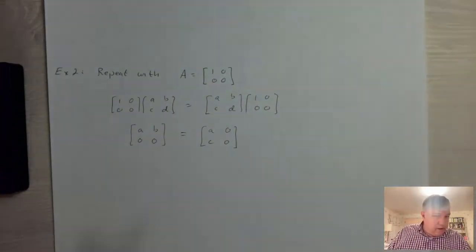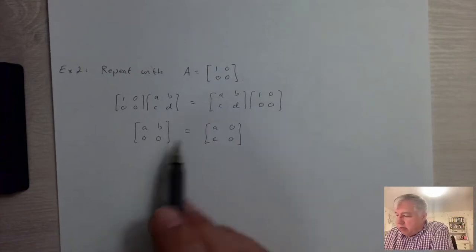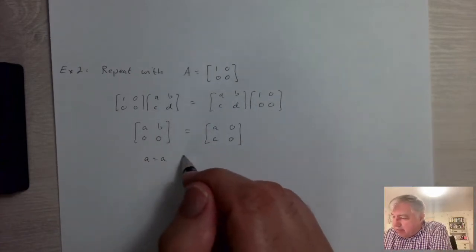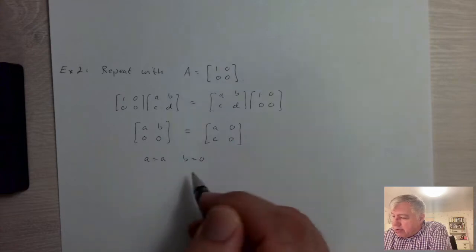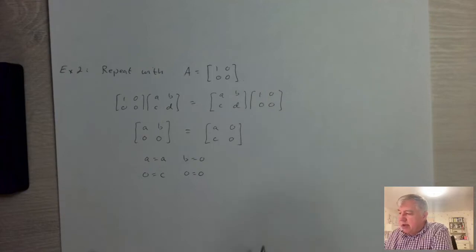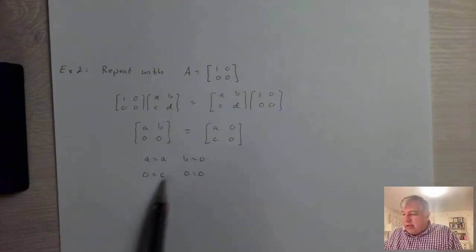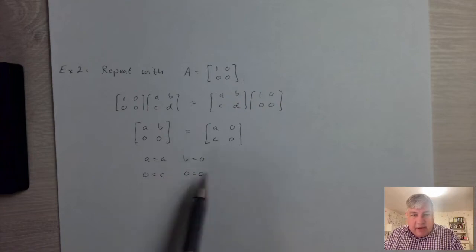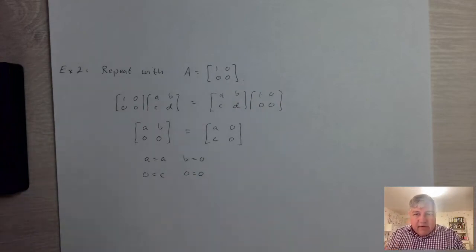Okay. And then if we equate all the corresponding entries, we get A equals A, which is not that surprising, but then we also get B equals 0, 0 equals C, and 0 equals 0. Okay. So B and C have to be 0. A equals A tells us that A can be anything, and there's no mention of D, so that kind of implies that D can be anything.